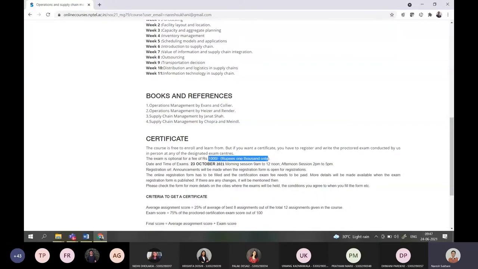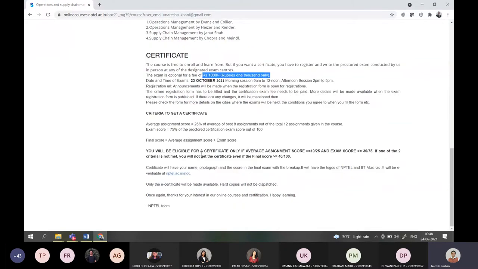The date and time of the exam is already decided, which is 23rd October. There are two sessions you can register for. In case you want to register for the exam, you will have to pay, but without appearing for the exam, you will not get any certificate. The criteria to get a certificate: there is an assignment which is like an objective exam. I'll show you the objective exam. It's very easy, and it will be asked out of the material which is already taught to you. That's 25%, and then 75% will be the online proctored exam.